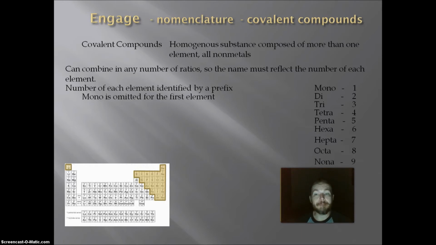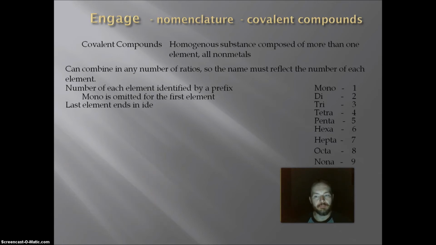Now we will omit mono for the first element. So if the first element has only one thing, we will not call it mono, the name of the element. We'll just start with the element name. But for second and third elements, we will use the mono to indicate that there is only one. And the last element, we're going to take the root of its element name and add "-ide" to it to indicate that the compound is ending.